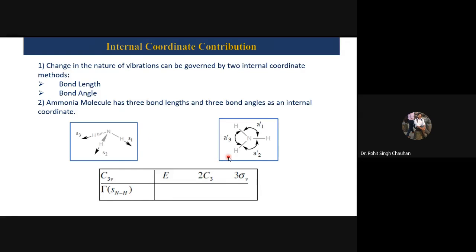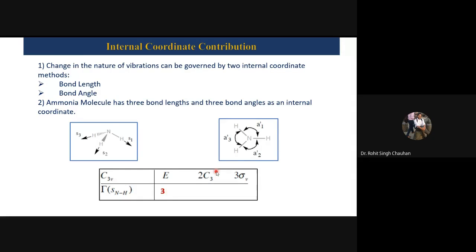So now, what is our first duty? We will work first on bond length. We will see, under each symmetry element, how many bonds are going to be unshifted. So I have written Γ for S, the NH stretch. During the symmetry element E, how many bonds are going to be unshifted? E means 360 degree rotation. If any molecule is rotated by 360 degrees, you get the same molecule. So all the bonds are going to be unshifted, and the value for E will be 3.